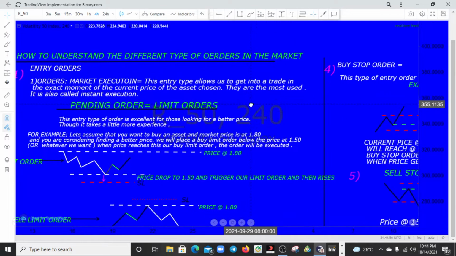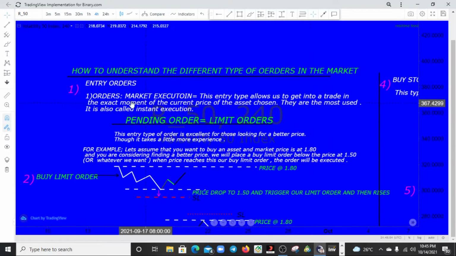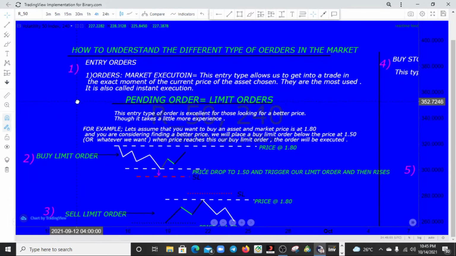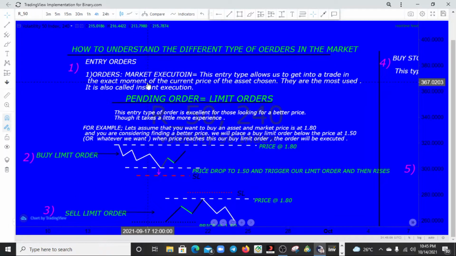I wouldn't want this video to be that long, so I won't be taking much time, but I believe that this will give you a clear understanding of how to use them, and it will help you manage your trades as well. Alright, so let's go into it. Here we have how to understand the different types of orders in the market.